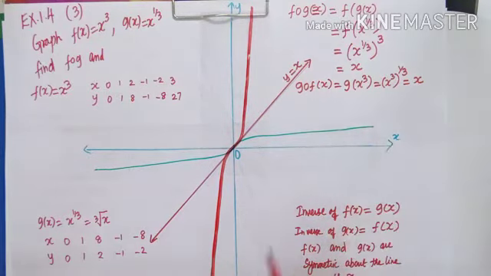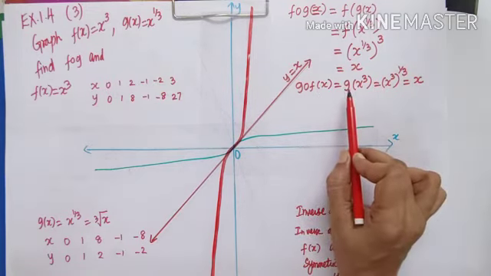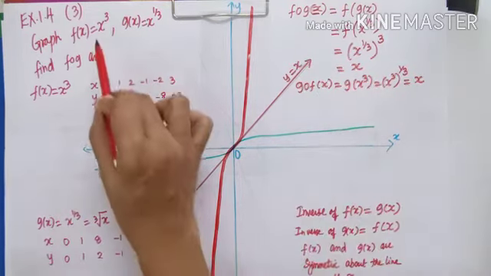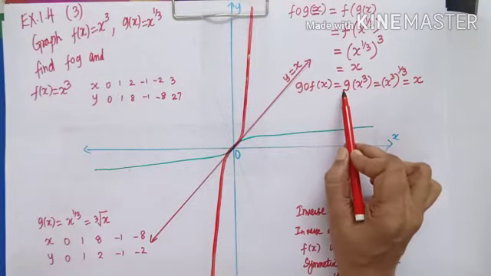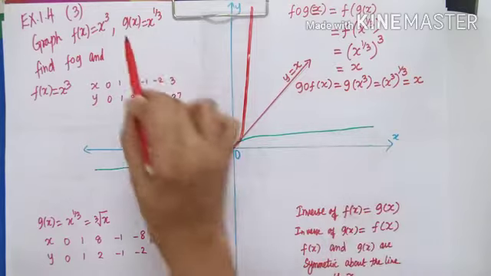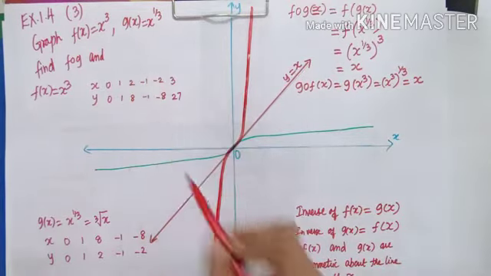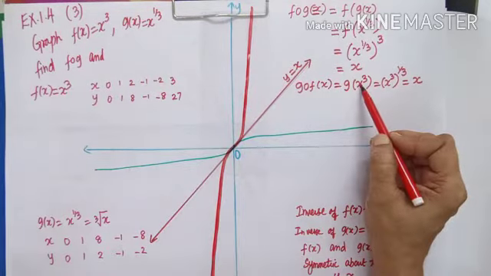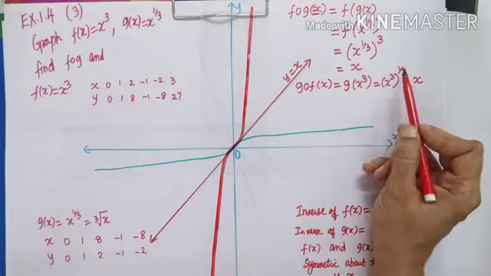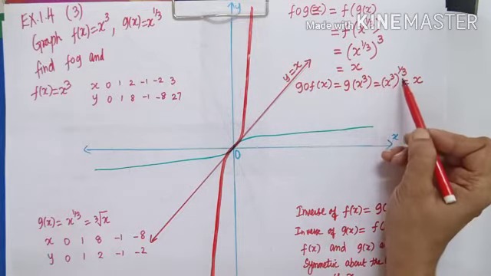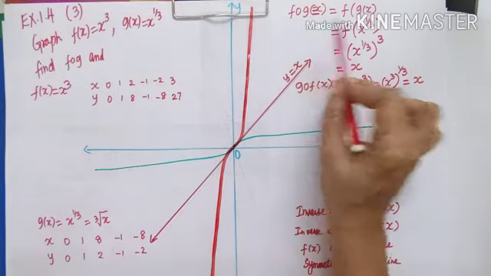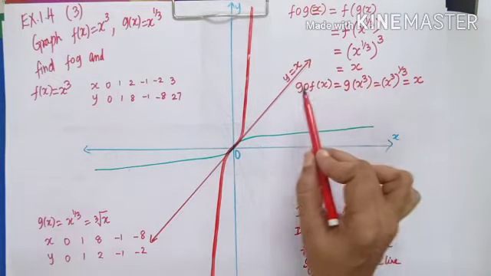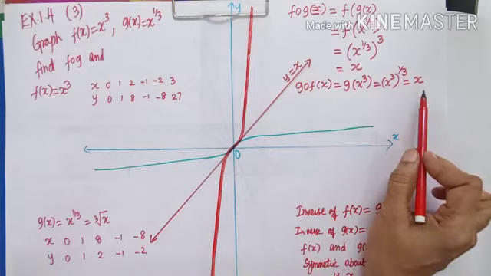The reverse. G composition f of x. Keep g as it is. What is f of x from the question? It is x cube. What is g of x cube? G tells me whole power 1 by 3. So x cube whole power 1 by 3. Again 3 cancels. I am getting x. F composition g is also x. G composition f is also x.